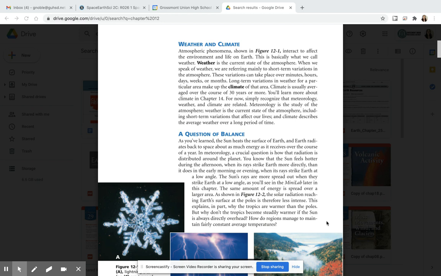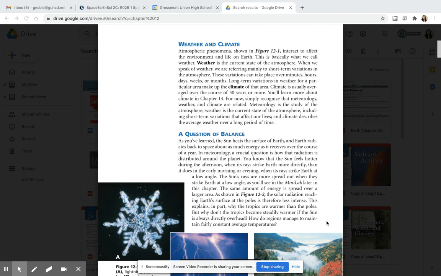A question of balance. As you've learned, the sun heats the Earth's surface. The Earth radiates back to space about as much energy as it receives over the course of a year. In meteorology, a crucial question is how that radiation is distributed around the planet. You know that the sun feels hotter during the afternoon, when its rays strike Earth more directly than it does in the early morning or evening, when its rays strike Earth at a low angle.